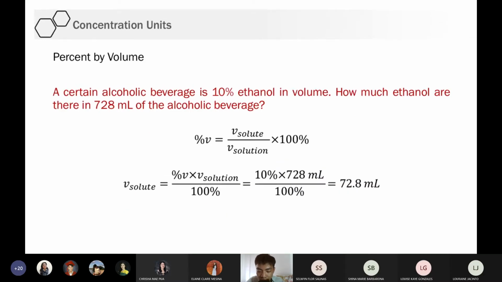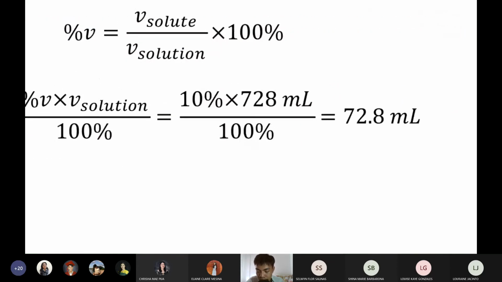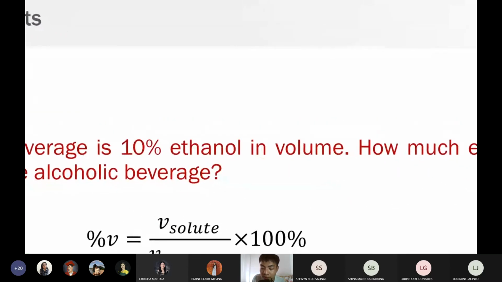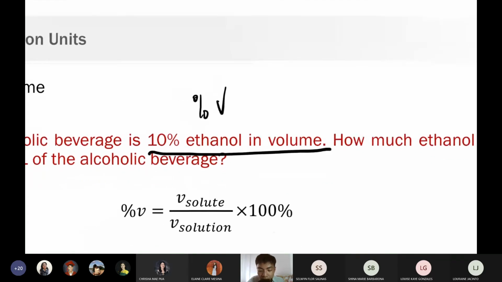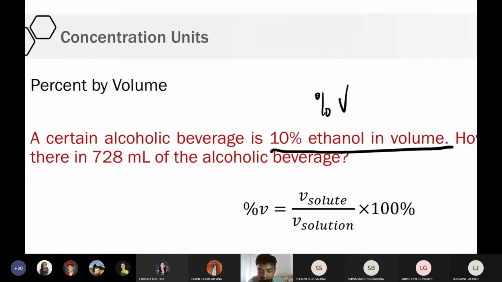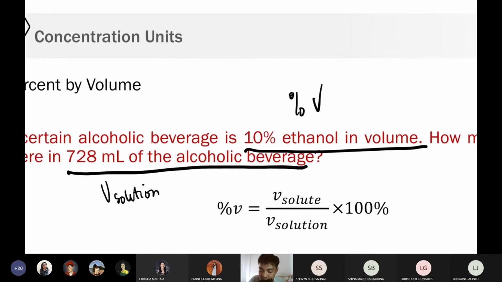Okay? So, let's try this problem. A certain alcoholic beverage is 10% ethanol in volume. How much ethanol are there in 728 ml of alcoholic beverage? Okay. So, sabi dyan, 10% ethanol in volume. So, kumbaga, ito na yung percent volume. Okay. Then, how much ethanol are there in 728 of the beverage? So, ito na yung volume ng solution. So, ano yung hinahanap? Volume ng solute.